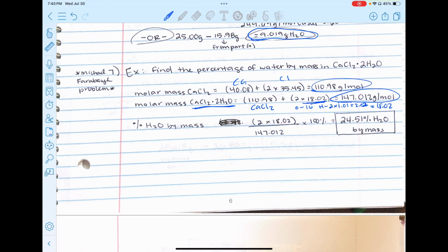So to get our percent by mass, I'm just going to follow the same steps that we did before. I'm going to take the water part, which is 2 times 18.02, because it asks us to find the percentage of water, and divide it by the total of calcium chloride dihydrate, 147.012. But to make it a percent this time, I'm just going to multiply by 100. It's the only difference from the steps that we did before. I need to multiply by 100 to get us our percentage, and I end up with 24.51% H2O by mass.